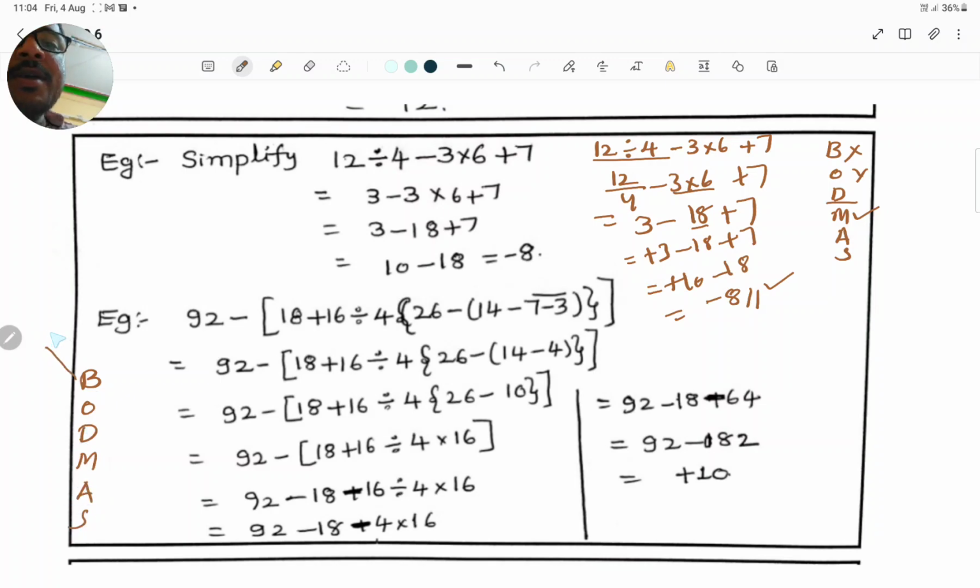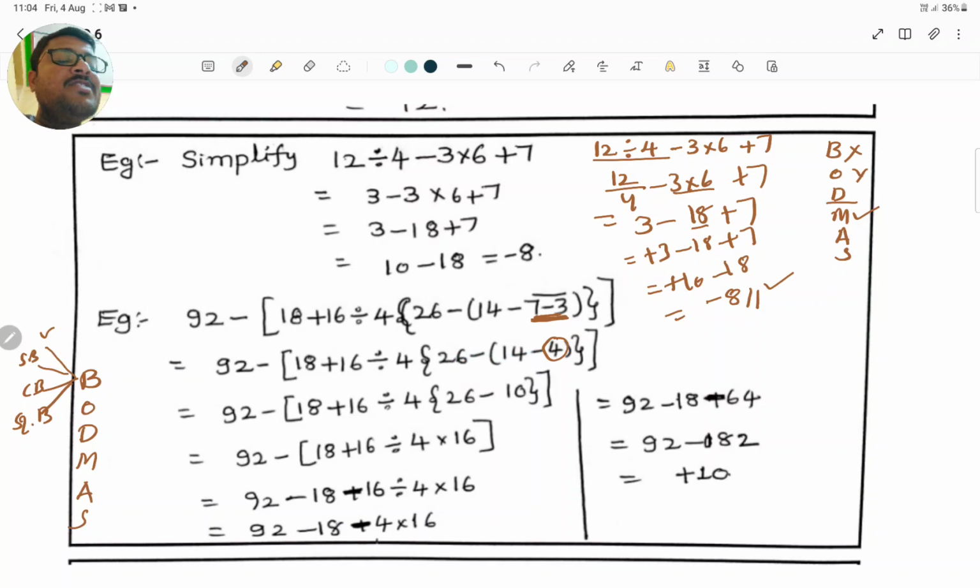BODMAS. In the brackets, vinculum first. Second is the simple bracket. Third is the curly bracket. Fourth is the square bracket. First, vinculum. I am doing only the vinculum. In the first step, vinculum is there. Below the vinculum, 7 minus 3 is there, and all the rest remains constant. 7 minus 3 means 4. Instead of the vinculum of 7 minus 3, I am writing 4. In the first step, vinculum is over.